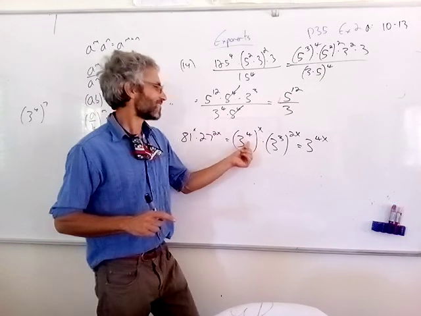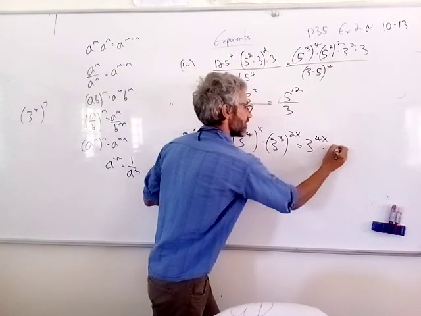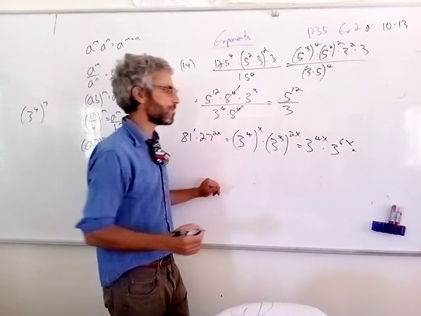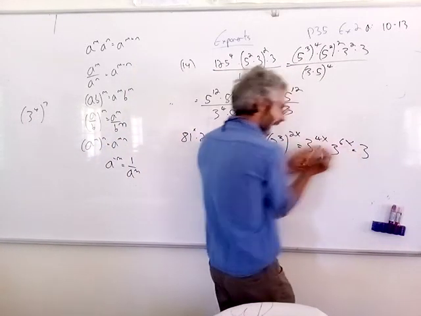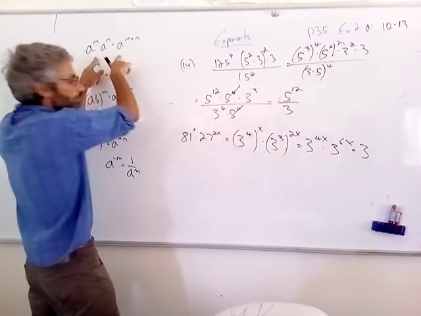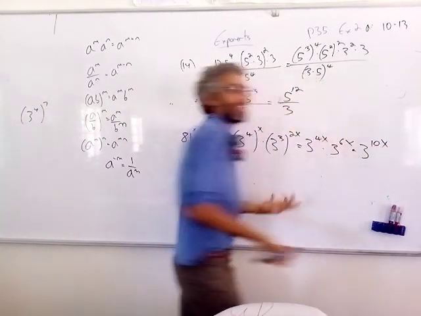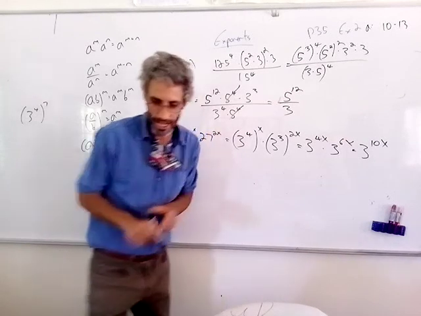Okay. 3 to the power 4 power x is 3 to the power 4x. Times 3 to the power 6x. And then we're not finished. What's the last bit? 3 to the power of 10x. Well, no, we're adding them. That's this rule. When we multiply powers, we add: 3 to the power 10x. And that's it, really. Let's pause here.